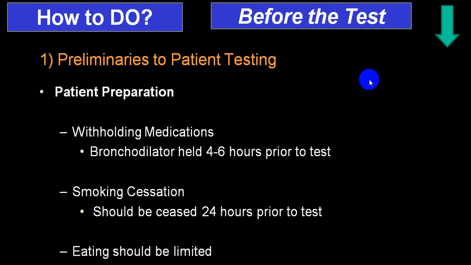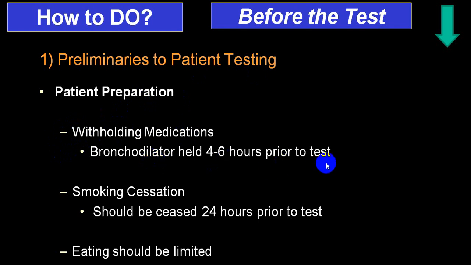Now suppose you want to perform a pulmonary function test. How to do it and what you do before the test. First, before doing a test, we call it preparation, preliminary to patient testing, that is patient preparation. The main important part is to withhold the medications, particularly bronchodilators, for 4 to 6 hours prior to the test.